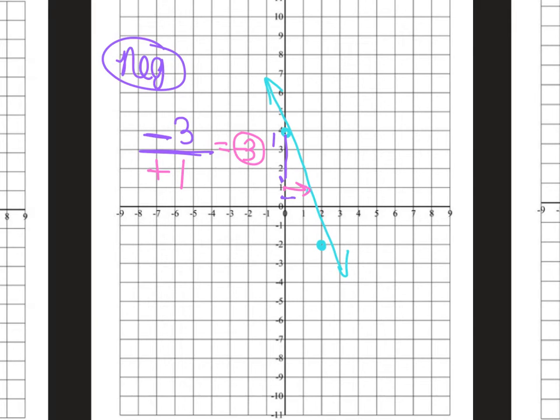Now you could do it the other direction. Let's say I start at this dot, and I rise upwards. That means I'm going +3, but then I'm running backwards 1, -1. 1 positive, 1 negative is still negative. So it doesn't matter how I do it, my slope is -3.